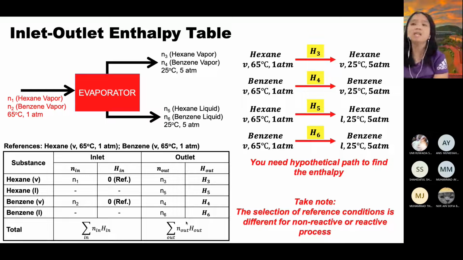For the total outlet enthalpy. So total outlet enthalpy is the same as N3 multiplied by H3 plus N5 multiplied by H5 plus N4 multiplied with H4 plus N6 multiplied with H6. You will get the total enthalpy out. And then to calculate Q, basically Q adalah sama dengan total enthalpy out minus total enthalpy in. That's how you get your Q.